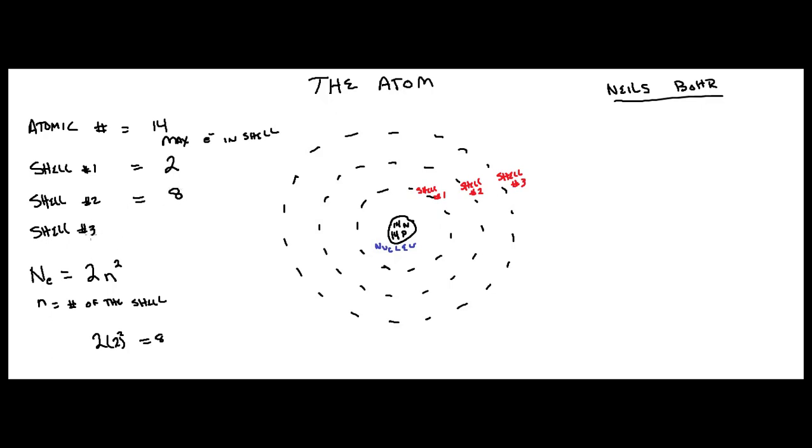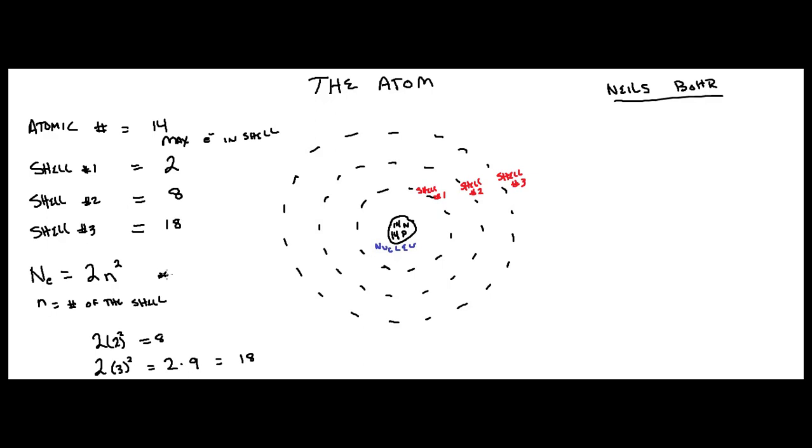All right, why don't you pause it right now and calculate the maximum number of electrons that could be located in shell number 3. And then start it back up when you have your answer. Okay, everyone, so for shell number 3, using this formula, it's simply going to be 2 times 3, because that's the third shell, squared, which is equal to 2 times 9, which is equal to what? 18, right? So the maximum number there could be 18.